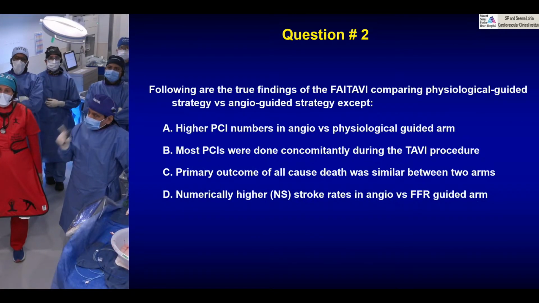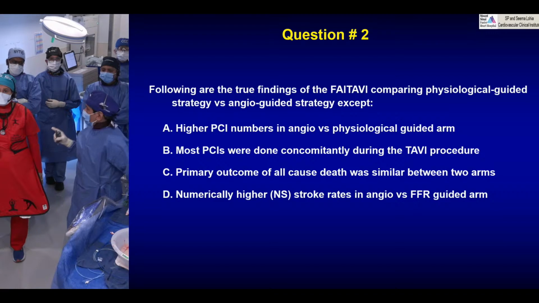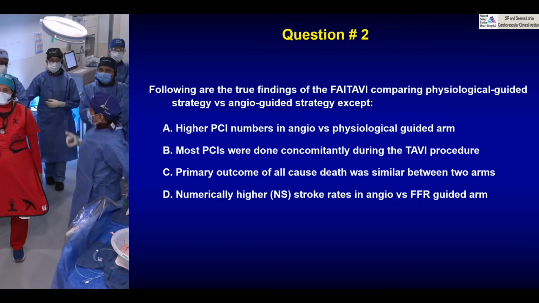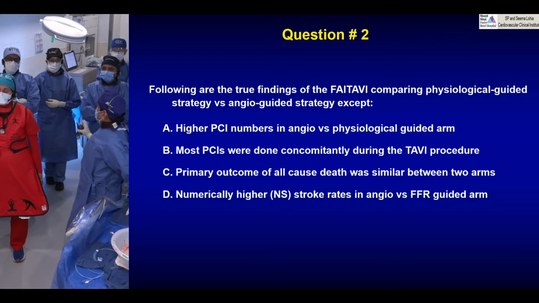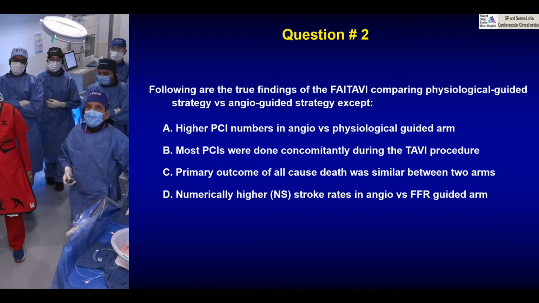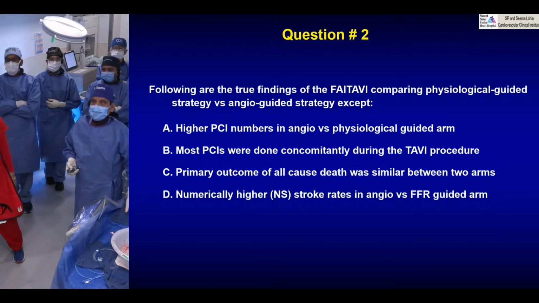Compared to the intermediate risk, the PARTNER 2 trial did have a valve thrombosis issue, but all the trials of the Evolut have had no issue with valve thrombosis so far, even the intermediate risk, like SURTAVI and so on.